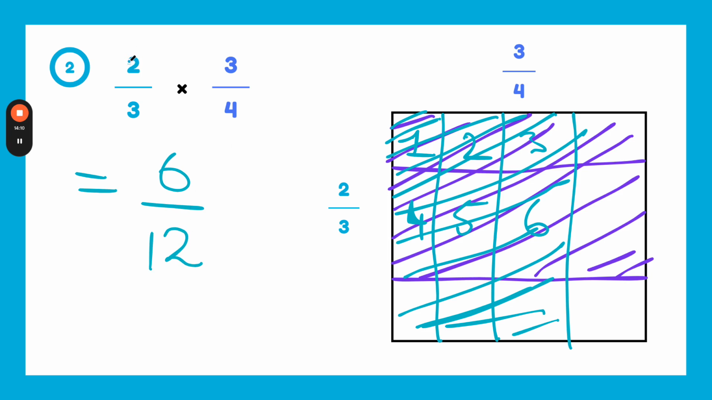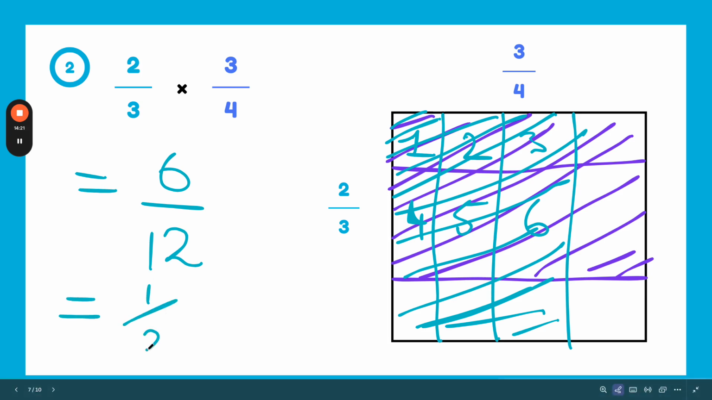And you can check by seeing that 2 times 3 is 6 and 3 times 4 is 12. And of course, you can simplify this answer to a half, because 6 divided by 6 is 1 and 12 divided by 6 is 2.